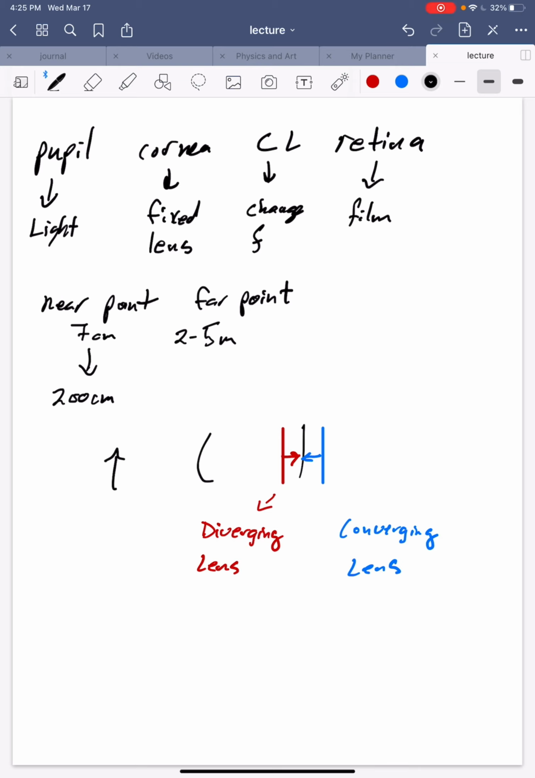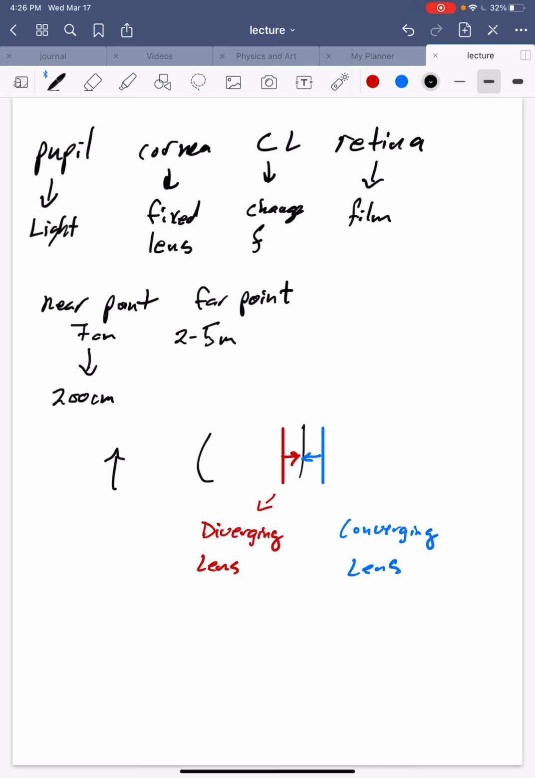The crystalline lens, in its flexibility, gives us our limiting near point and far points that give us nearsightedness and farsightedness. And when it's not good enough and we have eye problems and we need glasses, we have two different possible scenarios. One is our near point isn't sufficient, and one is our far point isn't sufficient. And this causes the images to either form in front of or behind the retina.